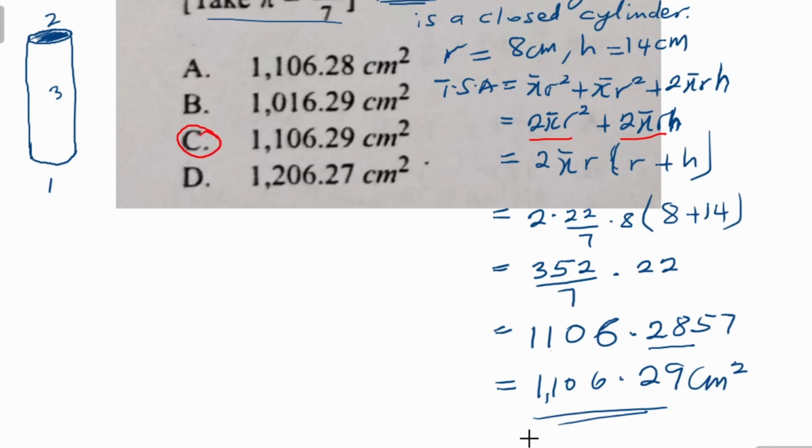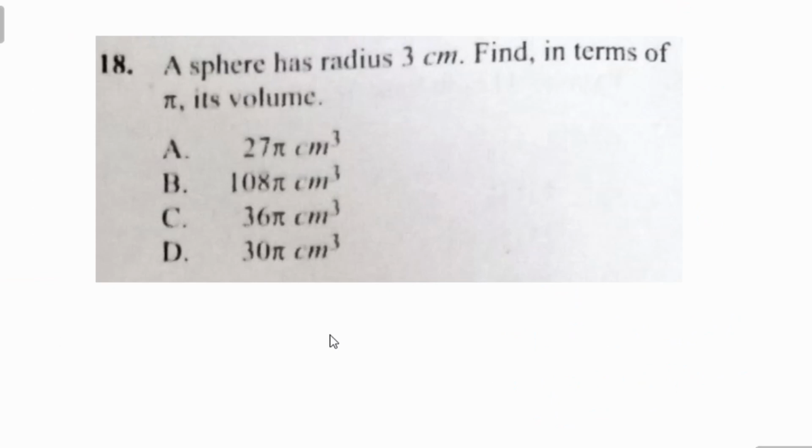Let's now move to question 18. And question 18 reads that a sphere has radius 3 centimeters. Find in terms of pi its volume. And here the only information we have is the radius of the sphere, and the fact that we are to find the volume in terms of pi.